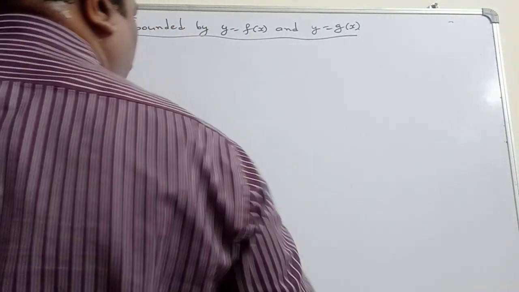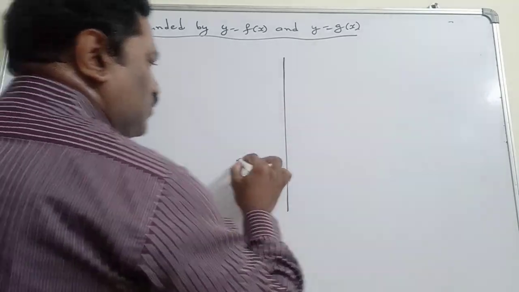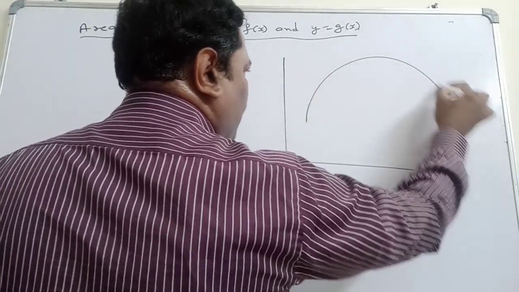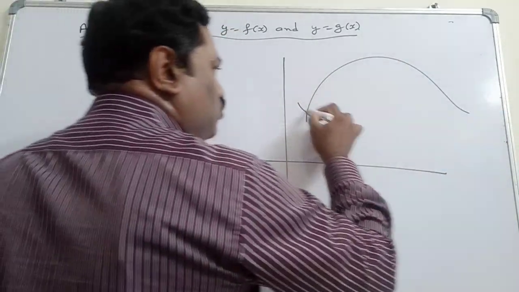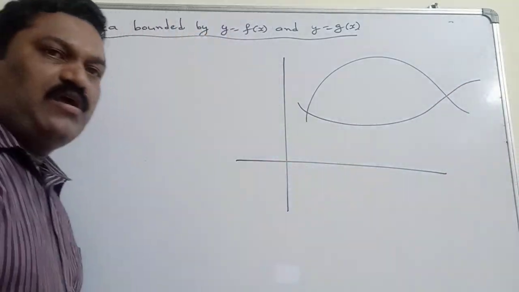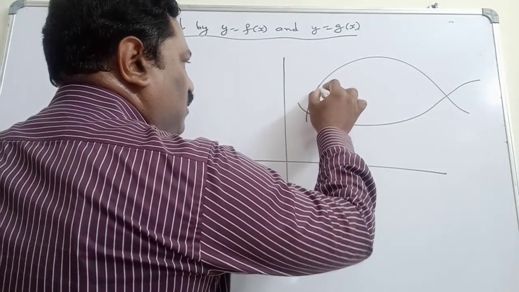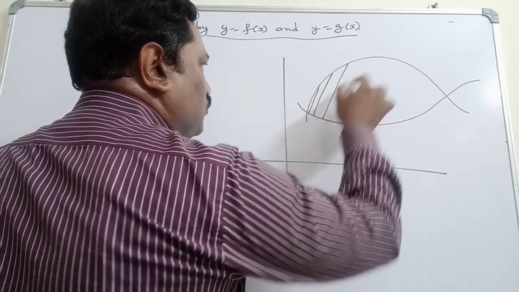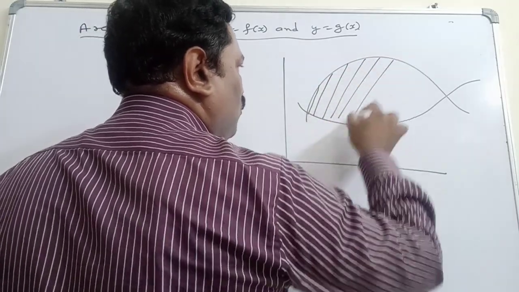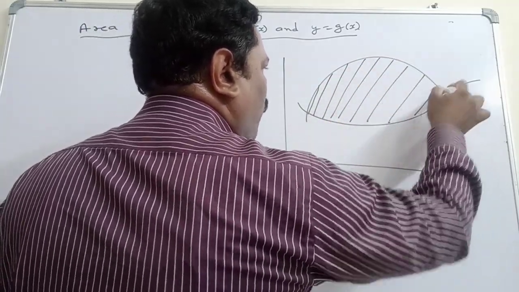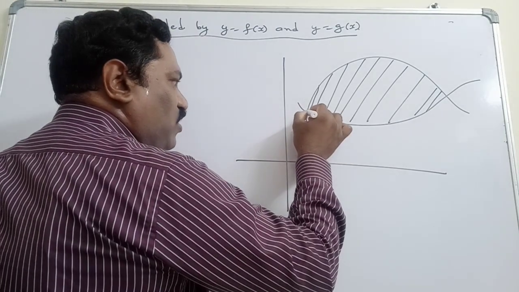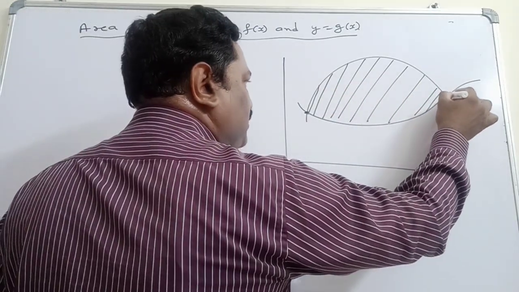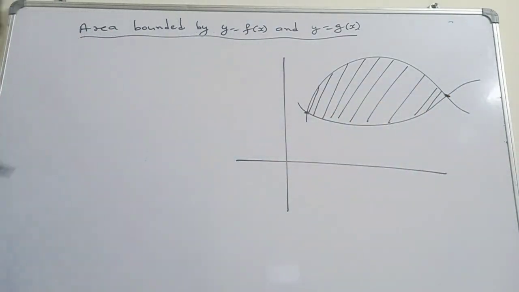Suppose you draw the graph of those two curves, suppose y is equal to f of x if the graph is like that, and y is equal to g of x if the graph is like this. I want to find the area bounded between these two curves. This is the area I want to find. So if you want to find this, since these two curves are going to meet somewhere here, first you should find their point of intersection.